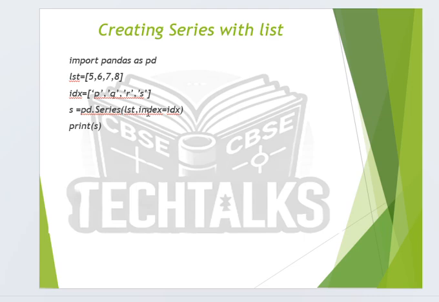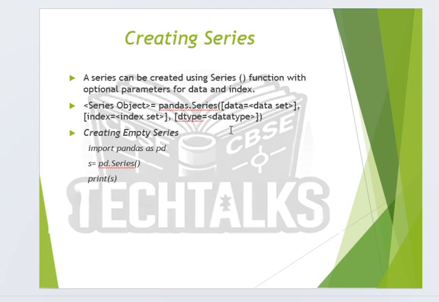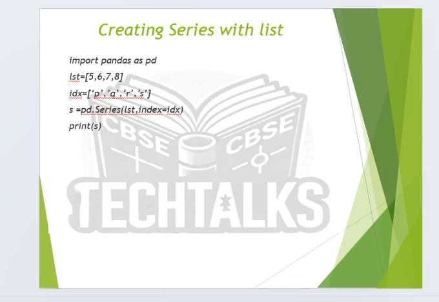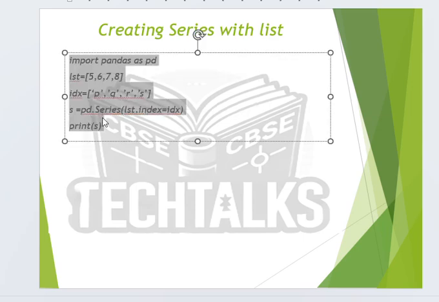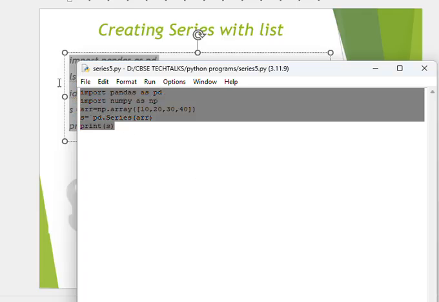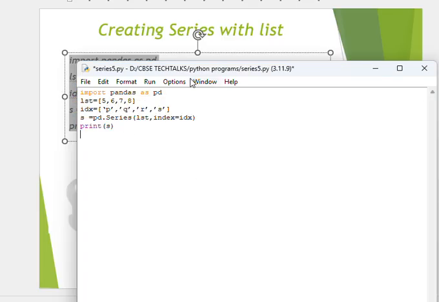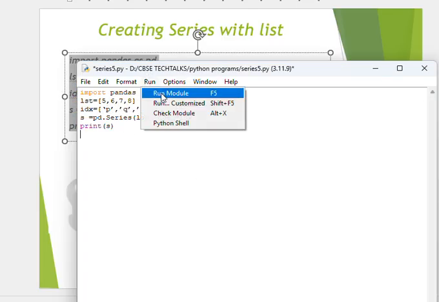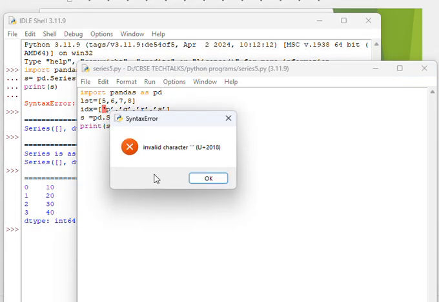If you remember the syntax, we have list, index, and there is one more thing, that is the data type. These three things can be passed as parameters if you want, and if you don't want anything passed, we have done the previous two codings without the index. So the index was taken as 0, 1, 2, 3. Let's do this also. Slide change here, let me run it once again.